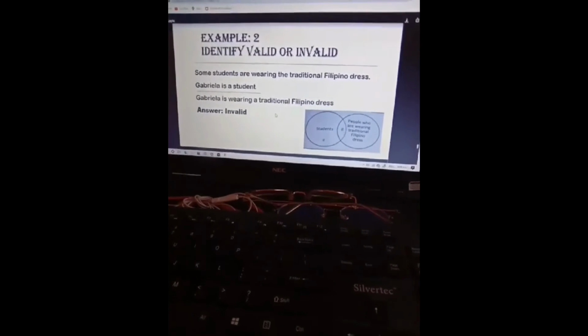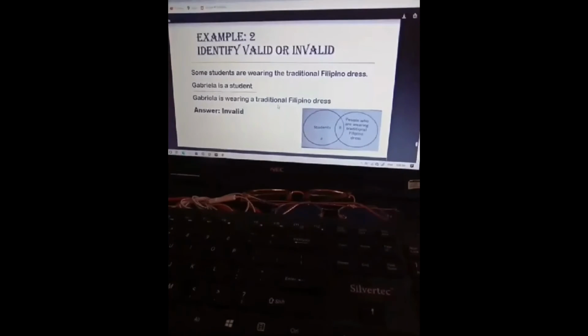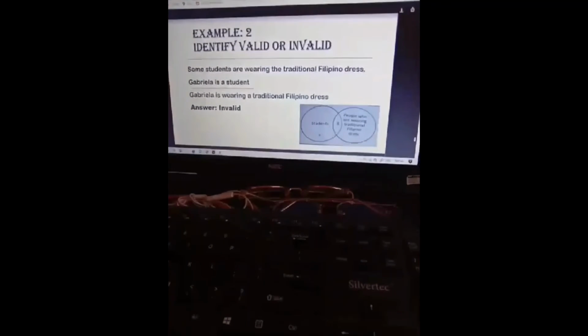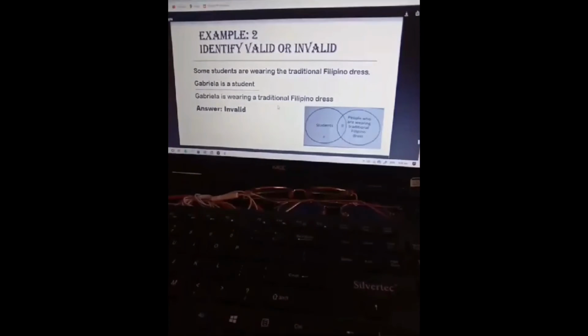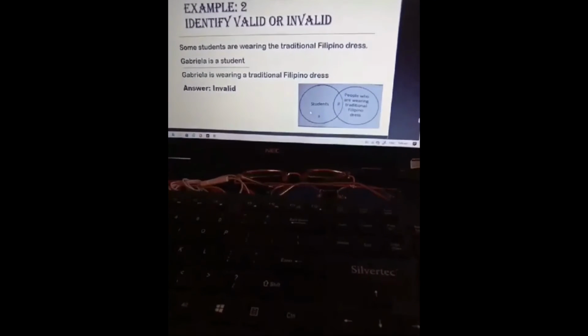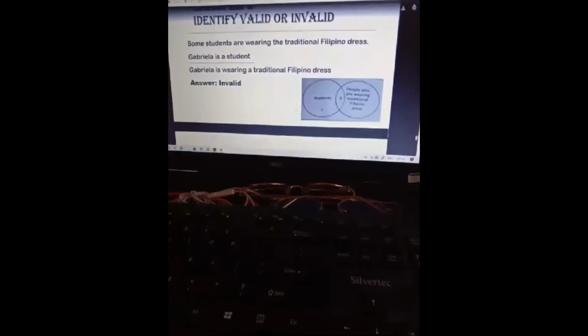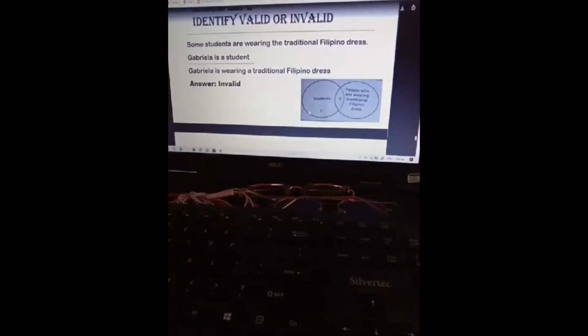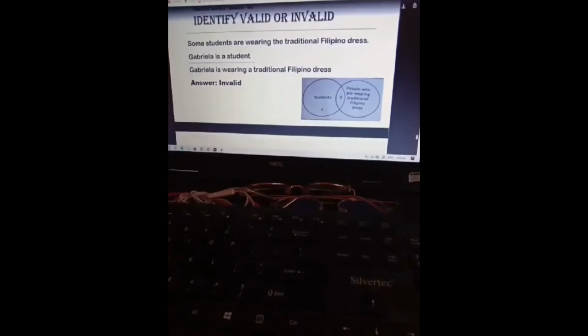Example 2. Some students are wearing the traditional Filipino dress. Gabriela is a student. Gabriela is wearing a traditional Filipino dress. So, sagot is invalid kasi hindi lang naman si Gabriela ang magsusuot ng mga Filipino dress. So, madami sila. People who are wearing traditional Filipino dress. So, hindi lang iisa yung magsusuot.